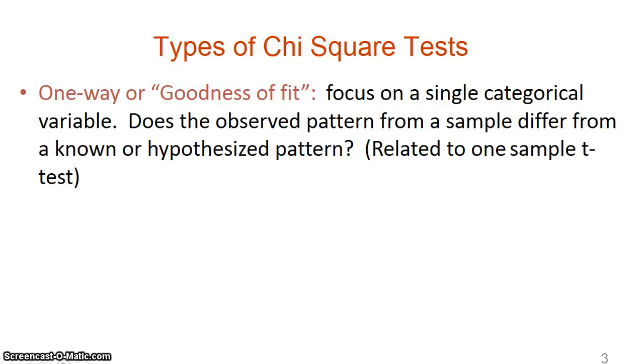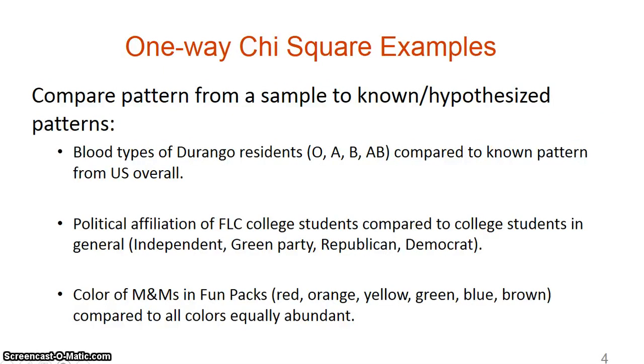Some examples that would use the one-way chi-square test, which focus on a single variable, analyze if a variable's distribution pattern differs from a known pattern. Some examples of this are on this slide.